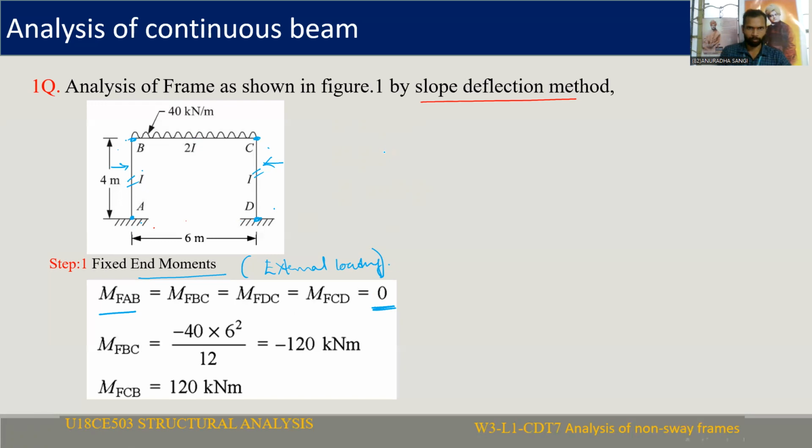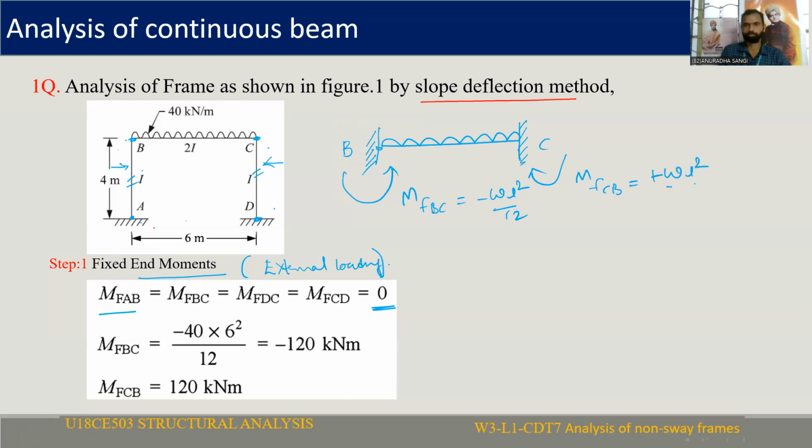Coming to the BC member, it is subjected to uniform distributed load. For uniform distributed load, fixed end moments can be calculated. MFBC will be equal to minus WL square by 12 and MFCB will be equal to plus WL square by 12. This is a well-known, frequently used formula.